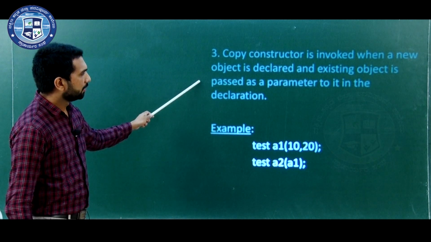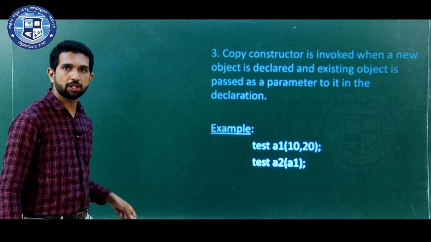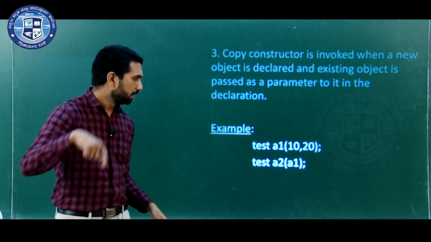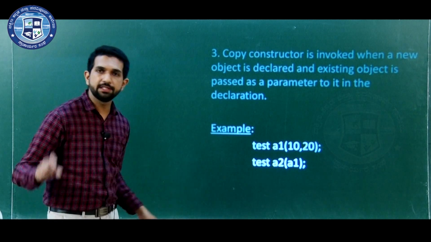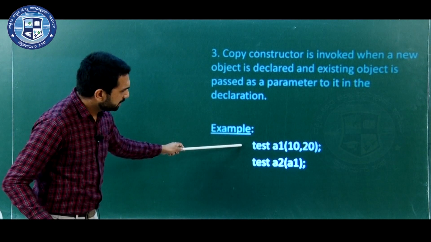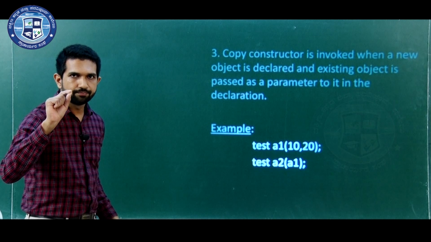See, when a new object is declared and an existing object is passed as a parameter to it, parameter means argument. Existing object means A1 here, and the newly created object is A2 in this case. Test A1, the first object, has two values 10 and 20.